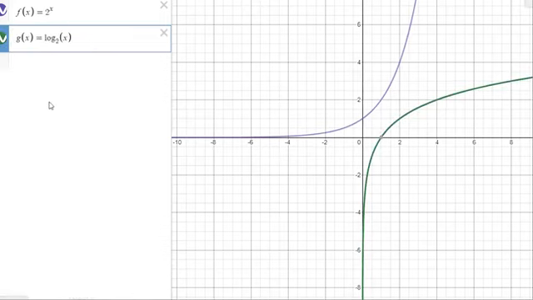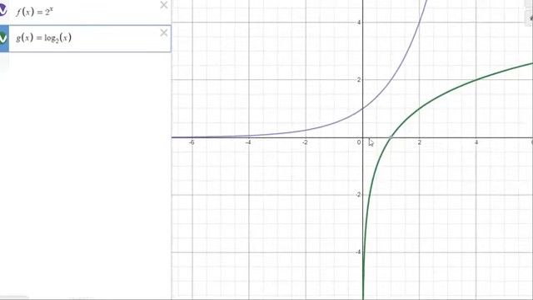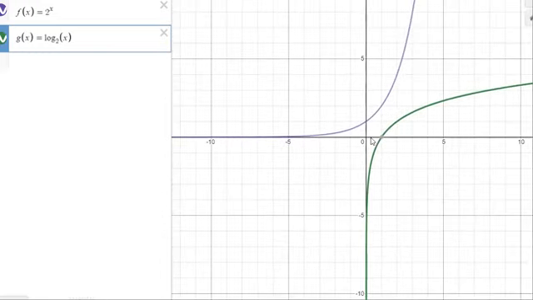Perfect. Okay. So what you'll notice about this function is it does have a point at 1, 0, just like this one has a point at 0, 1. But for this graph, it never crosses the y-axis, right? It's got that vertical asymptote. It'll get close to it, but it'll never cross it. And now we can zoom in, and you can kind of see why these two functions are opposites of each other.